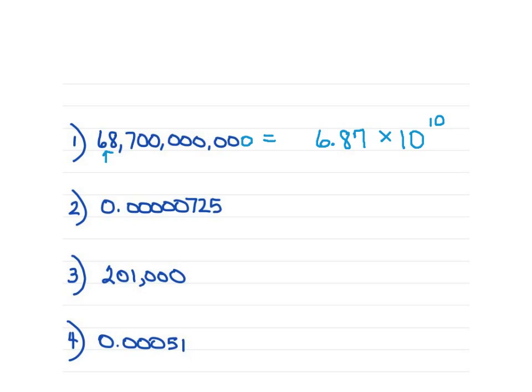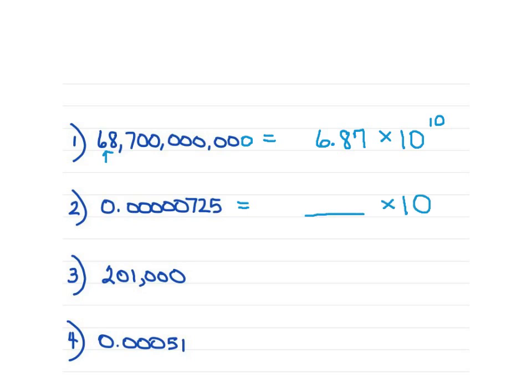Number 2, 0.0000725. We're going to write this number in scientific notation. Please recall that writing a number in scientific notation is all about moving the decimal place value. So we're going to set up our scientific notation.